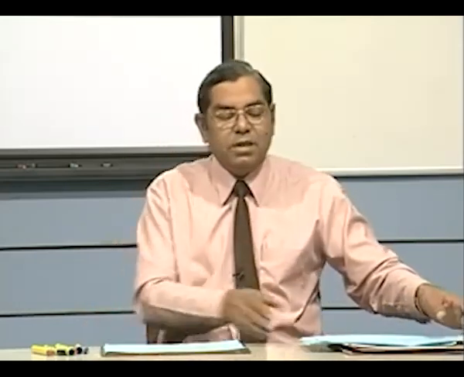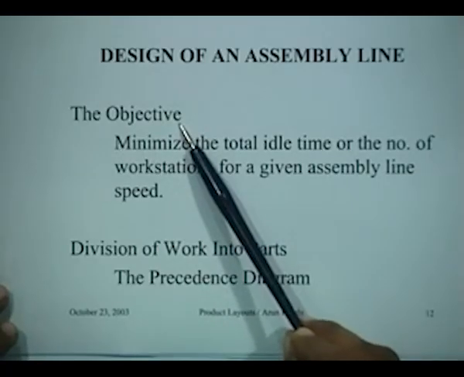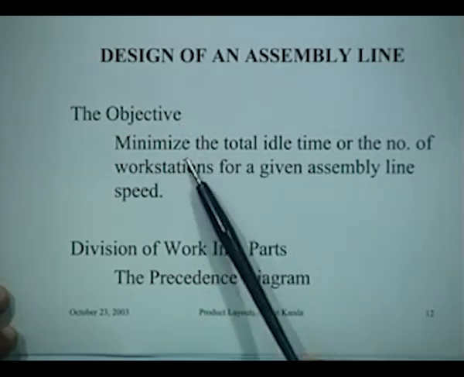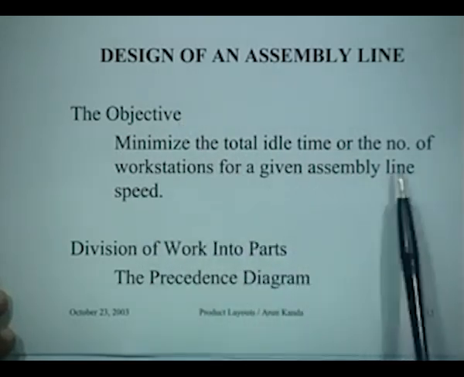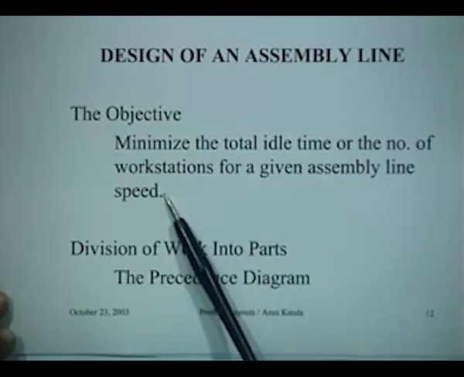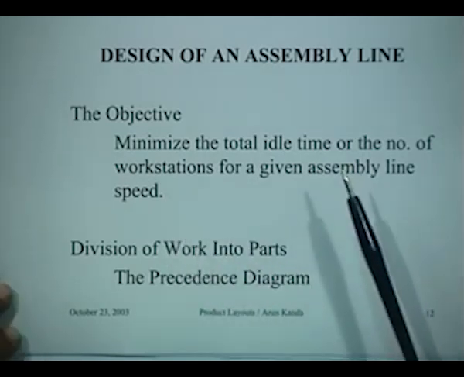Let's now talk about the design of the assembly line. What's the objective in the design of an assembly line? It is basically to minimize the total idle time or the number of workstations for a given assembly line speed. That's what we are trying to do.